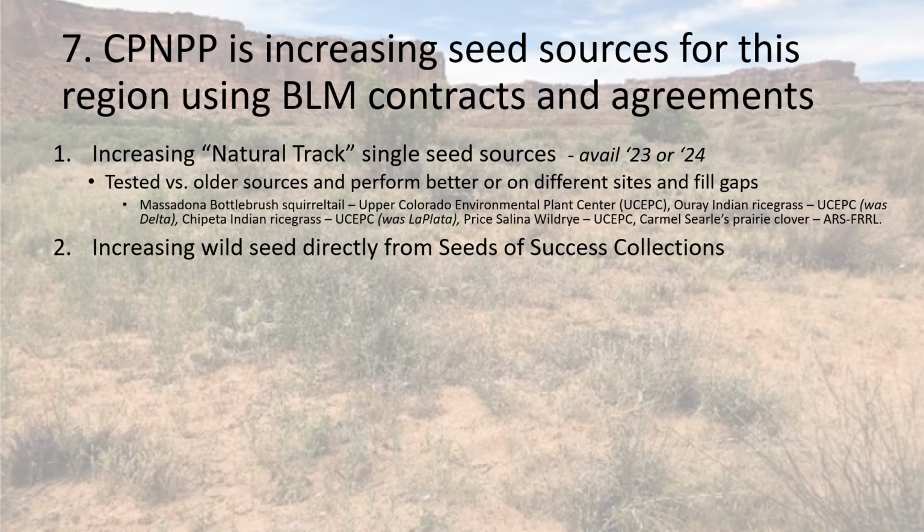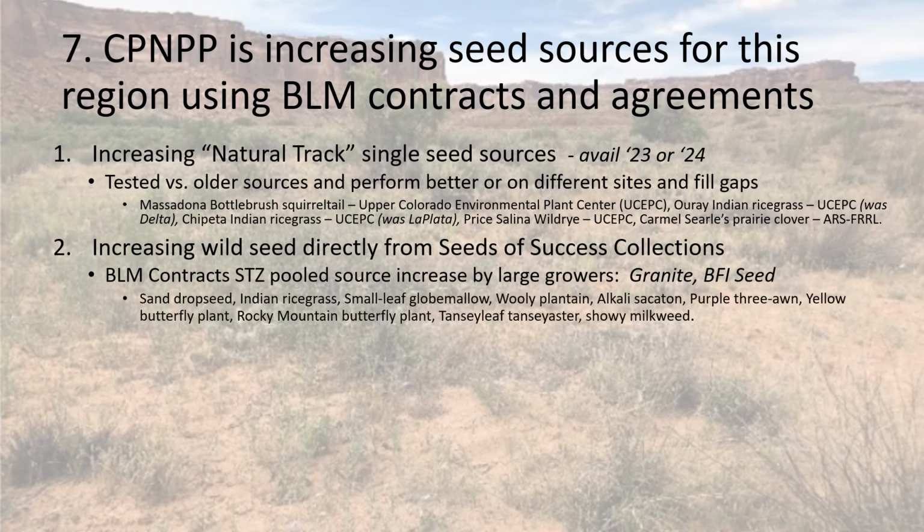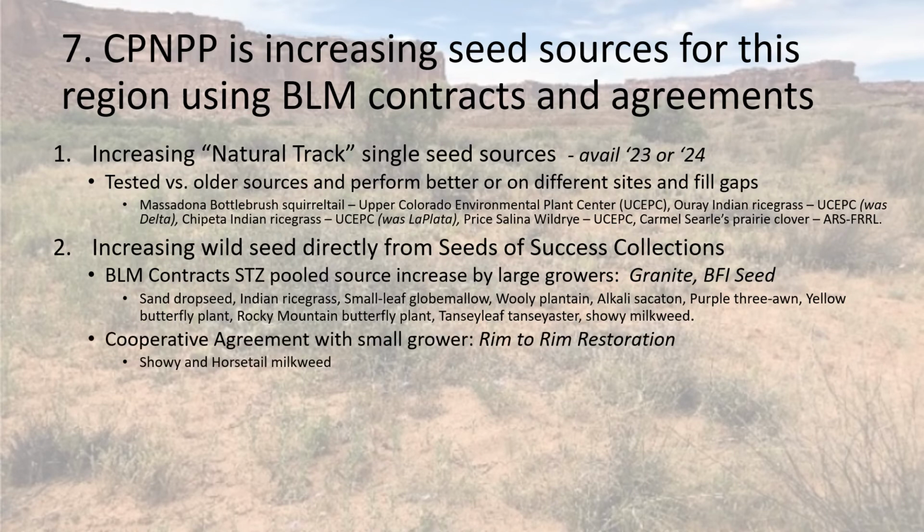We're also taking wildland seed collections from SOS directly, putting those in BLM contracts, pooled sources by seed transfer zone, sending them to growers and getting those produced. That seed will end up in the BLM seed warehouse in 3 to 4 years, and then shortly after that it will get onto the commercial market. We're focusing on forbs and some warm seeds and grasses that we need for restoration. We're doing this also with some small growers with some challenging species like milkweed. Rim-to-rim restoration is in Moab.